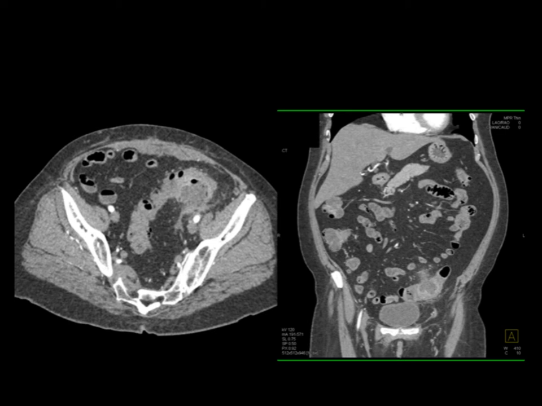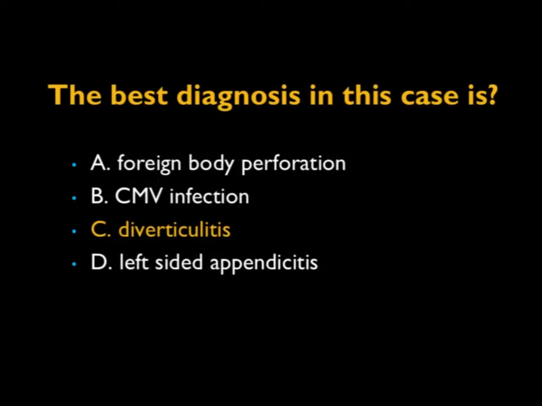This patient will be treated medically and hopefully will do fine, and they will not need surgery, which indeed was the case in this patient. But again, a classic presentation of left lower quadrant pain.